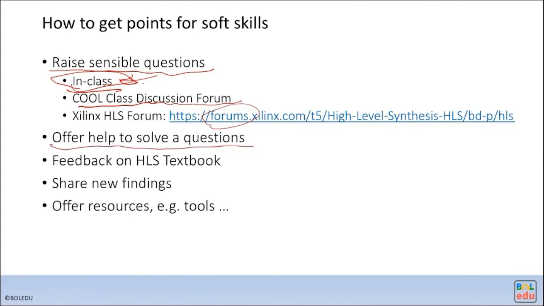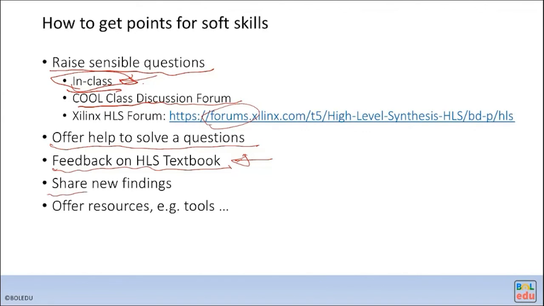Okay, and the next is to give feedback when you read the textbook. Send me your feedback. I will send out a form so you can fill out what problem or mistake or area for improvement you found. You can write the feedback.